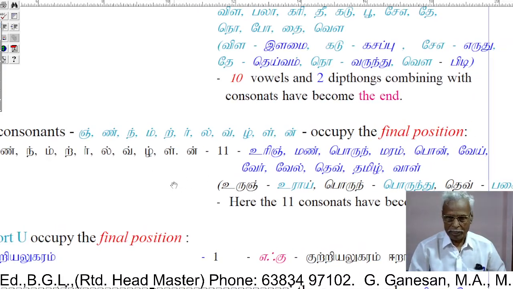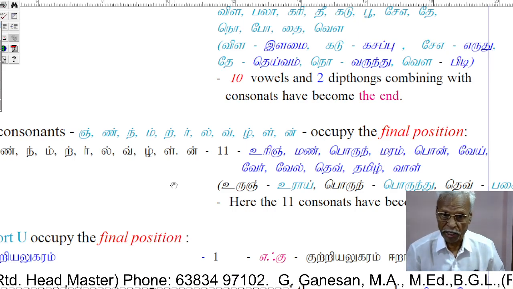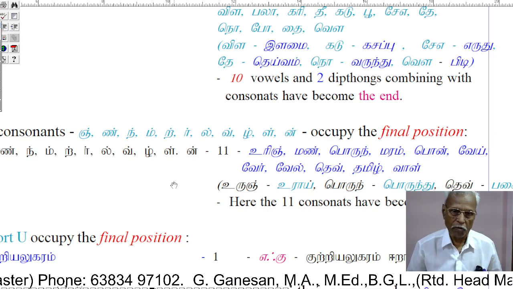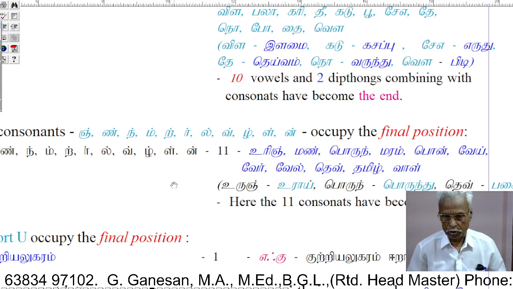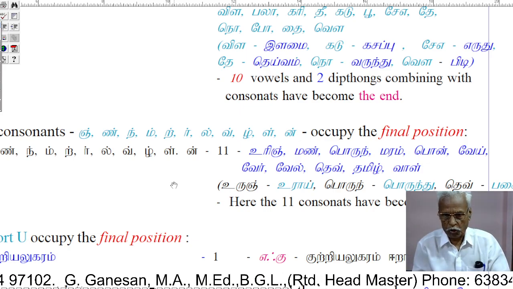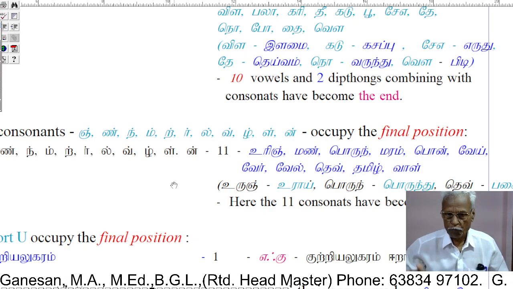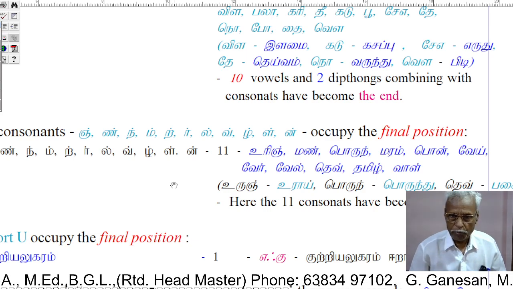Orange, man, purun, maram, pun, vey, ver, val, tev, tamil, wall. Orange, urai, that is Roland. Purun, that means fix. Tev, that is good. Here the 11 consonants have become the end.